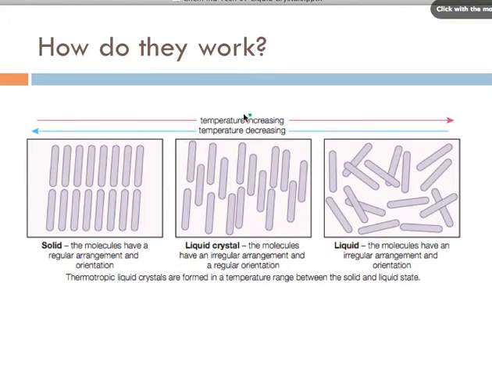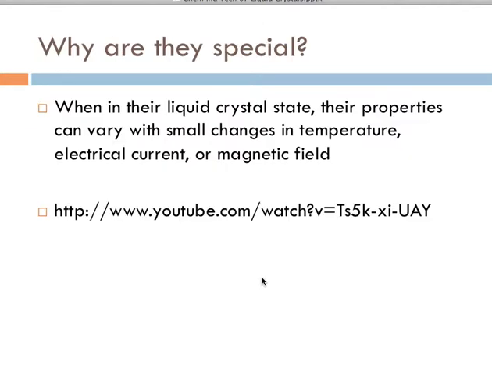Heating this substance up further, we'd go into the liquid phase where the molecules have both an irregular arrangement and irregular orientation. It is this particular section here with this orientation that is regular and the ability to move that forms these liquid crystal structures. Okay, and those are thermotropic liquid crystals, and it's really a temperature range between solid and liquid, assuming that you have those other properties of the liquid crystal molecule.